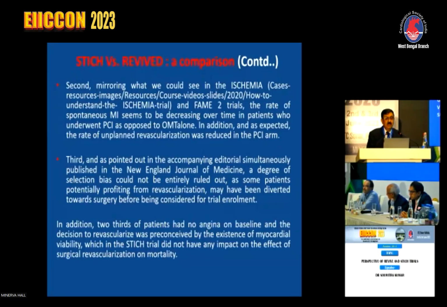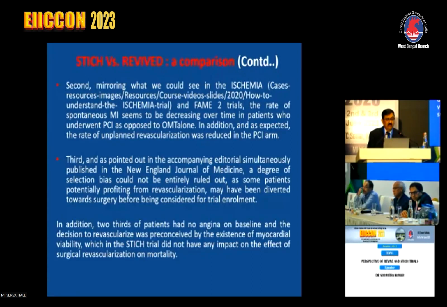Then mirroring what we could see in the ISCHEMIA and FAME 2 trials, the rate of spontaneous MI seems to be decreasing over time in patients who underwent PCI as opposed to OMT alone. In addition, as expected, the rate of unplanned revascularization was reduced in the PCI arm. And third, as pointed out in an article in NEJM, a degree of selection bias could not be entirely ruled out, as some patients potentially profiting from revascularization may have been diverted towards surgery before being considered for trial enrollment. So this was another drawback.